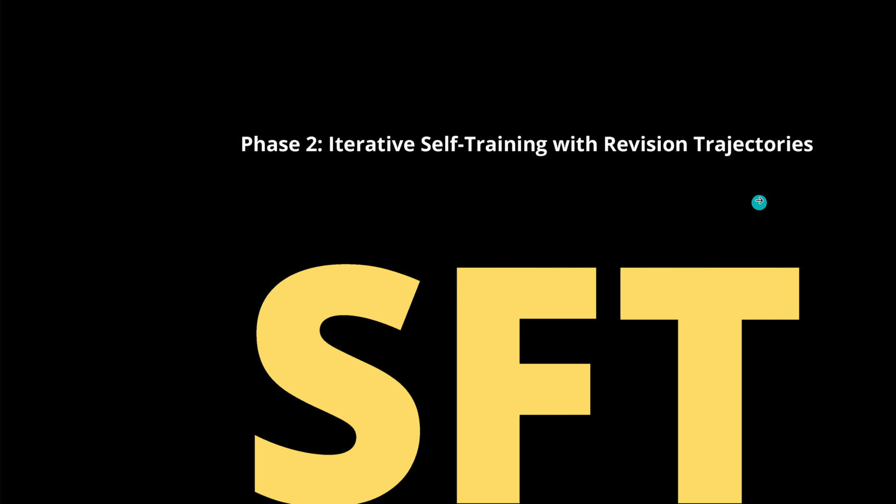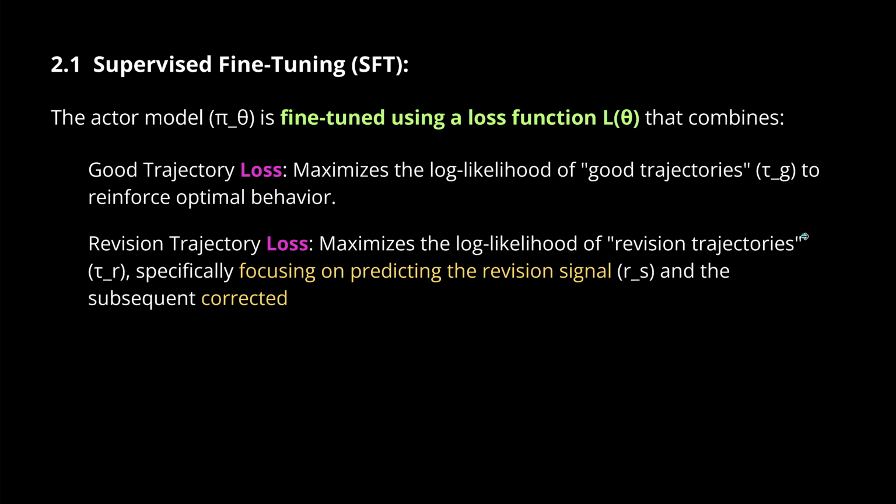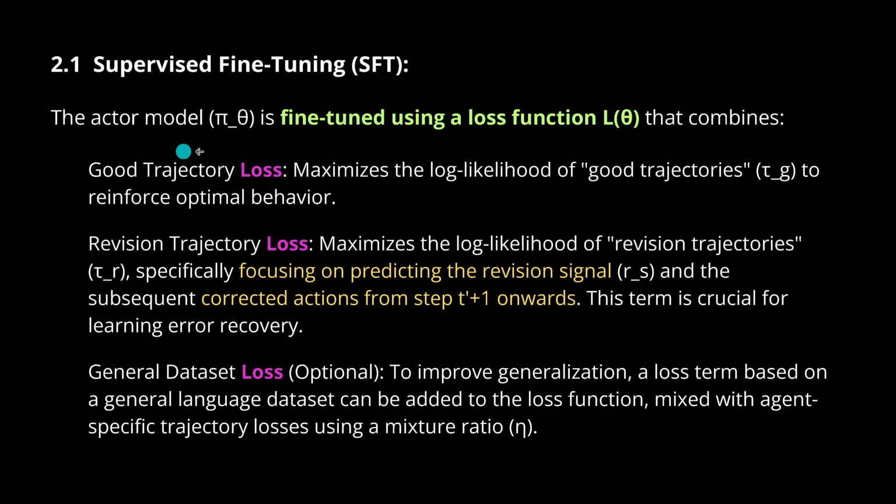So, now we have those trajectories. And now starts the beauty of supervised fine-tuning. So, actor model is now fine-tuned using a particular loss function. And this loss function has 3 terms. Of course, we have the good trajectory loss function, maximizes here the log likelihood of a good trajectory to reinforce the good optimal behavior that we are searching for.